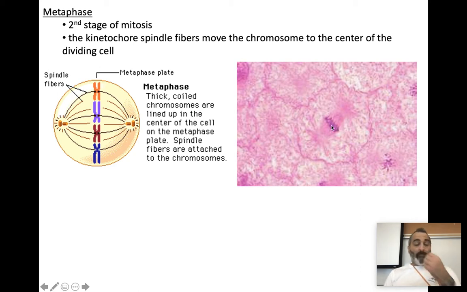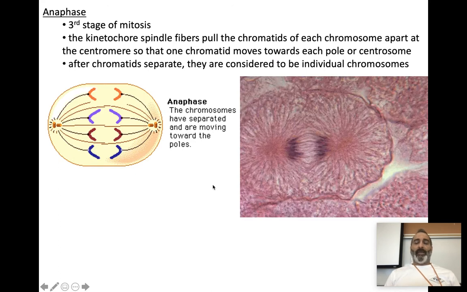This is an actual microscopic picture of an animal cell in metaphase. Step 3, called anaphase. I tell you guys, pretend the A for anaphase stands for apart. What gets pulled apart in anaphase?